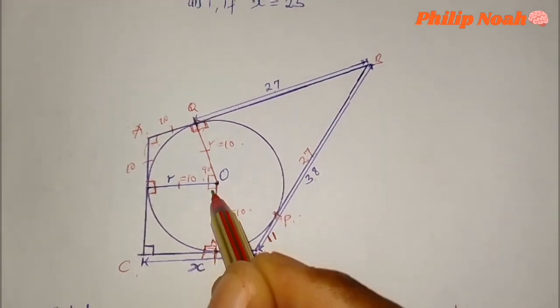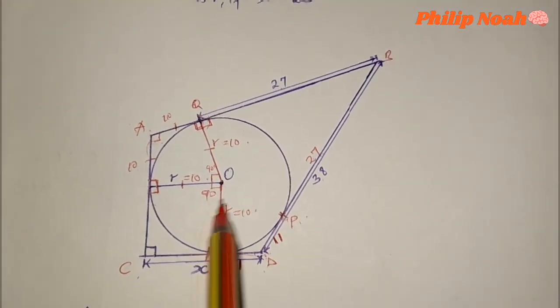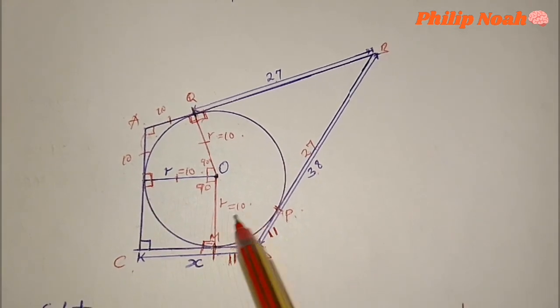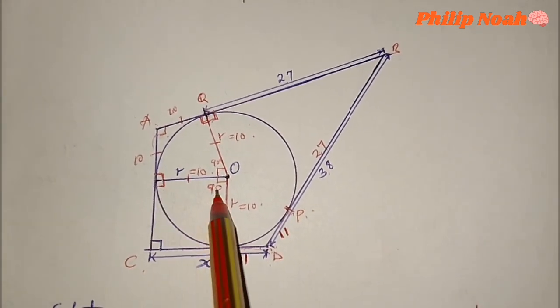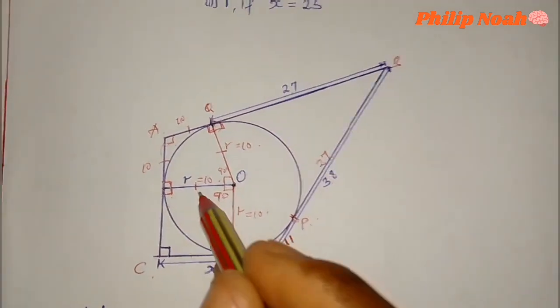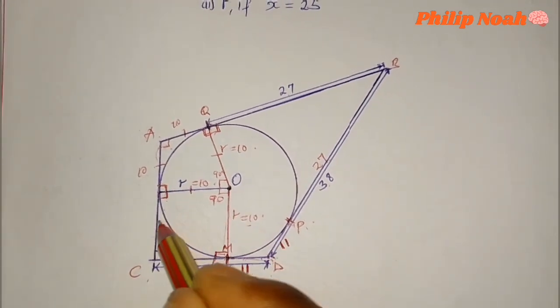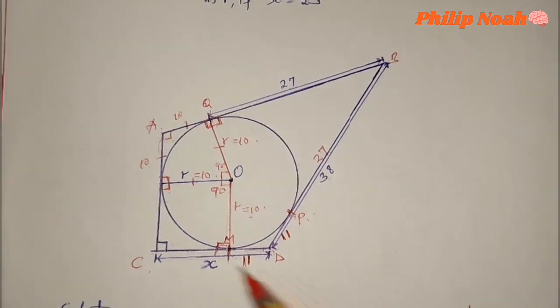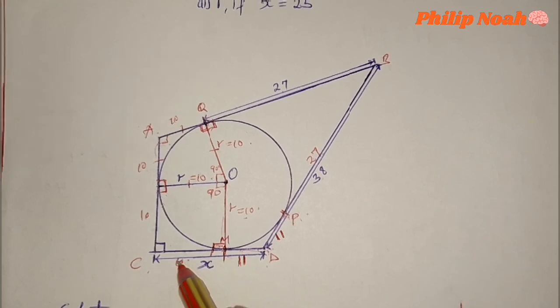Meaning that this angle is also 90 degrees, since the interior angles of this figure will sum to 360 degrees. This plus this plus this plus this, you get 360 degrees, meaning that this is also a square. So if here is 10, here is 10, and this is a square, all sides of a square are equal. So here is also 10, here is also 10. CM is also 10 units.